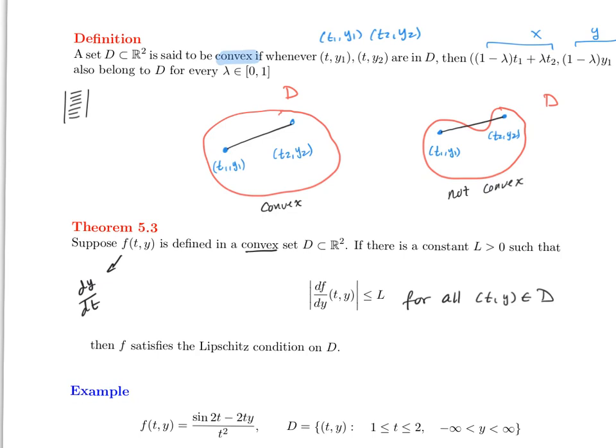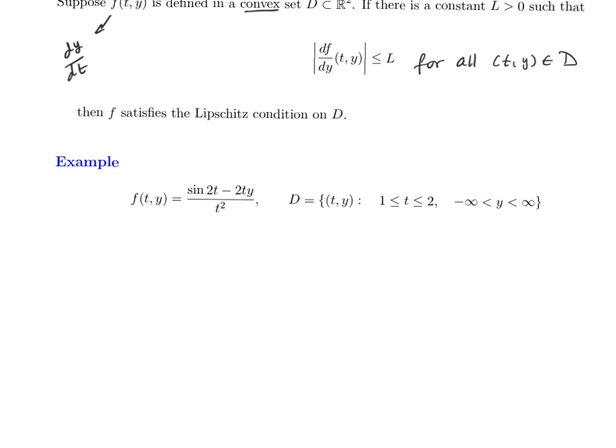So this theorem makes checking for the Lipschitz condition easier than the previous method, because all you have to do is take the partial derivative of f with respect to y, and if you can bound it, then it means that it satisfies the Lipschitz condition. Not only that, this will be the Lipschitz constant. For example, this is the same example we did at the beginning.